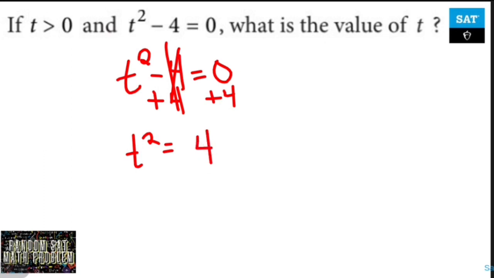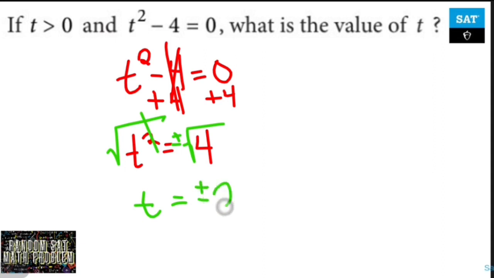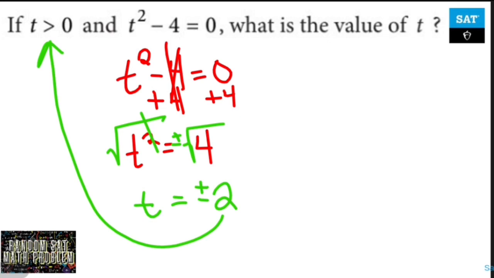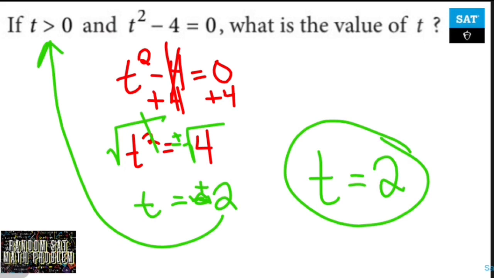I have a squared in the way, so the way I get rid of a square or undo a square is I square root both sides. Now, whenever I take the square root of both sides to solve an equation, I have a positive or negative that needs to tack on to the square root. So this is positive or negative 2. However, t is only going to be positive. So I'm not allowed to have the negative version here. It's just going to be positive 2. That's it.